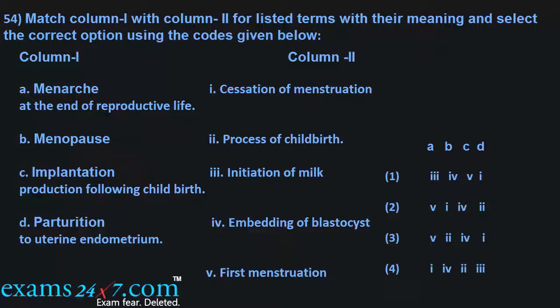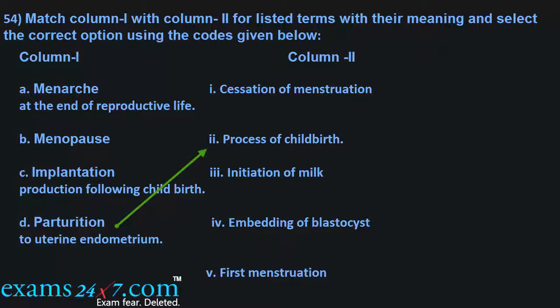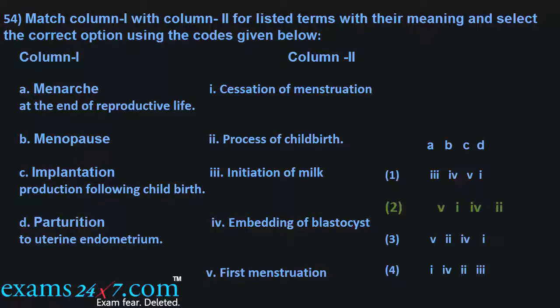Third, implantation. Dear friends, remember implantation is also called nidation, attachment of embryo at early stage, that is blastocyst stage, to the uterus of the mother. And here the implantation is matching with embedding of blastocyst to uterine endometrium. So it is matching with that 4. Parturition, the process of birth of the child, or childbirth is called parturition. It matches with 2. Thereby the option 2 is matching. So it is the answer.